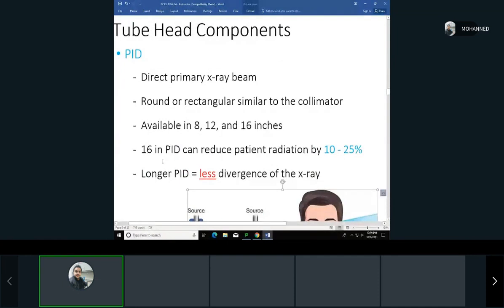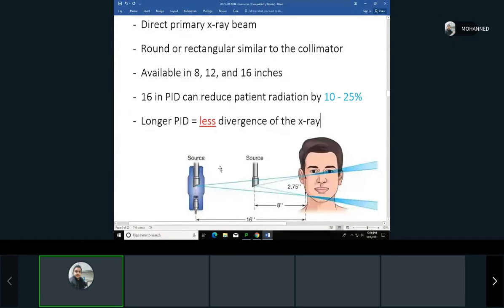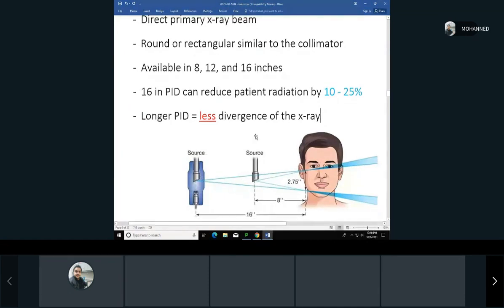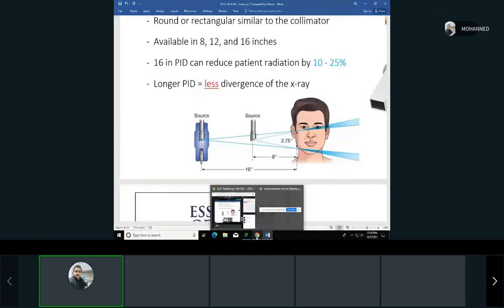So the longer the PID, the better for us. Less divergence of X-ray, reduced patient radiation, and it even gives us a sharper image, as we'll see. If you remember when we talked about shadow production, we talked about the source, film, and object length, all of these things we talked about before. So, any questions? We're still good?